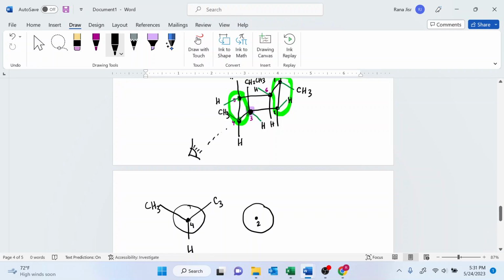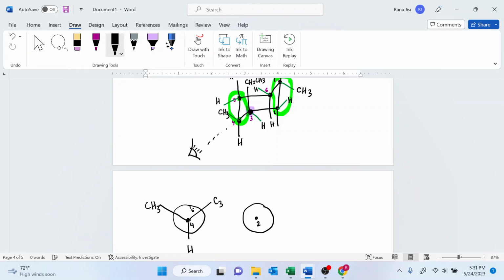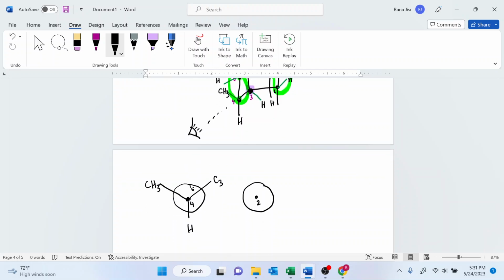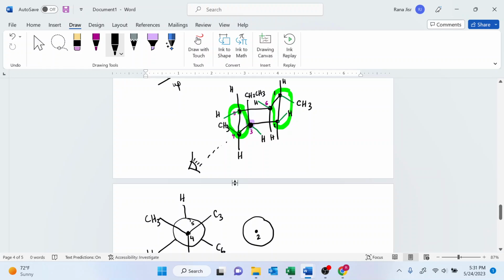Now 4 is connected to 5, so the circle is going to be carbon number 5. And with 5, this is what I have. With 5, I have the hydrogen on the side. I have a hydrogen being on the vertical line, and then on this other side, it's connected to carbon 6. So I have a hydrogen here, I have a hydrogen here, and then the vertical line is connected to carbon number 6.